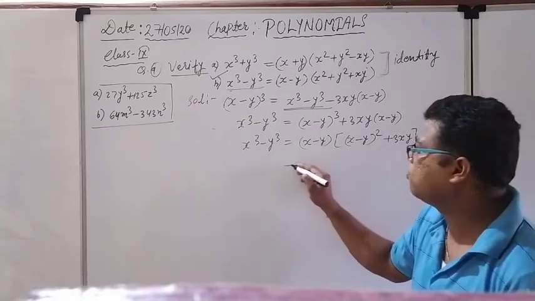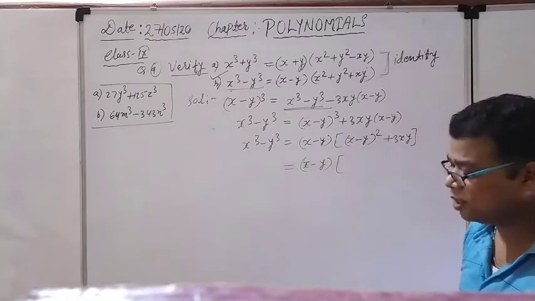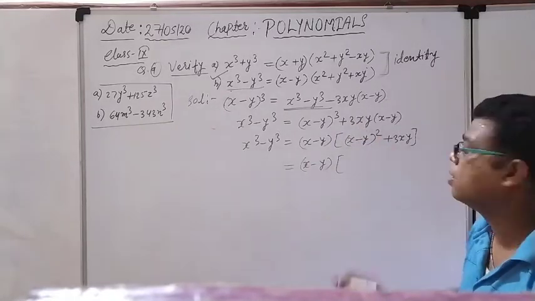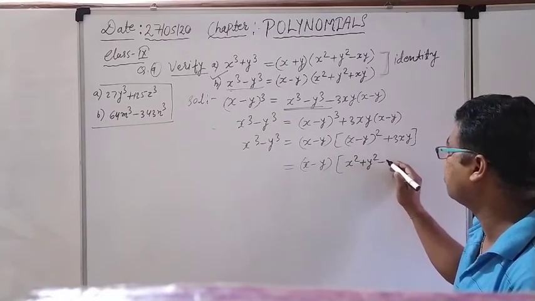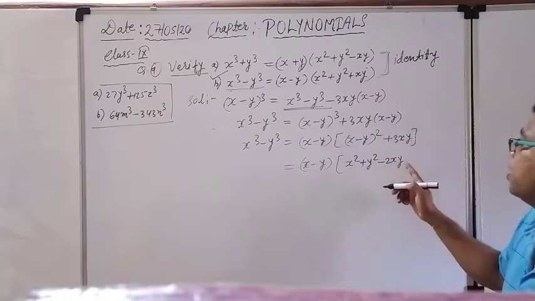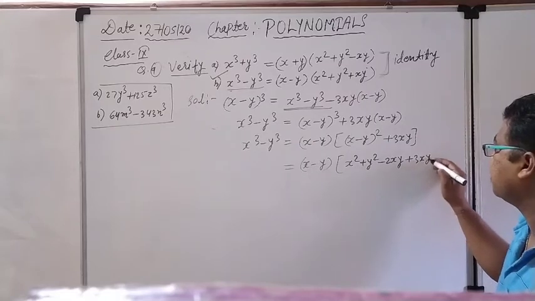Same way we have to solve. Nothing special, x minus y is the common term. Assume that this is a minus b whole square. So it can be written as x square plus y square minus 2xy, because this is a minus b whole square, so minus 2xy. So we get x square plus y square minus 2xy plus 3xy.